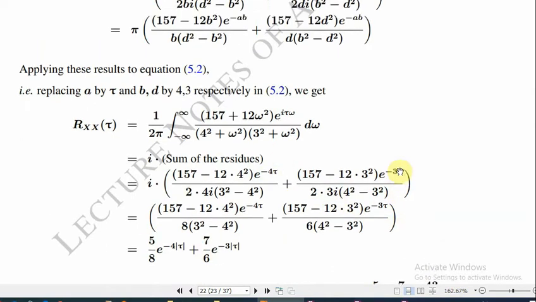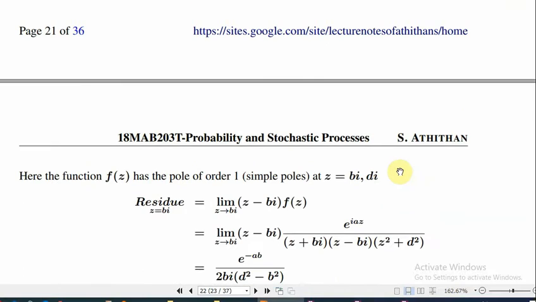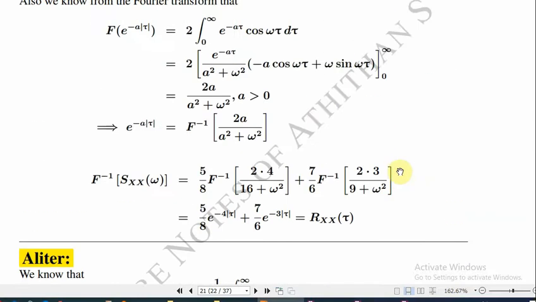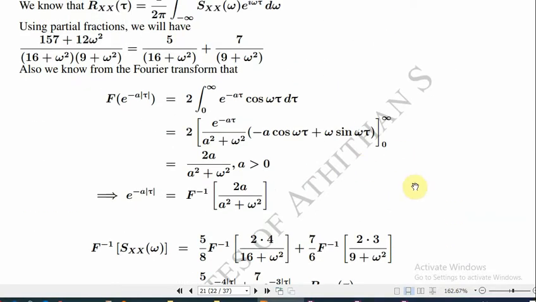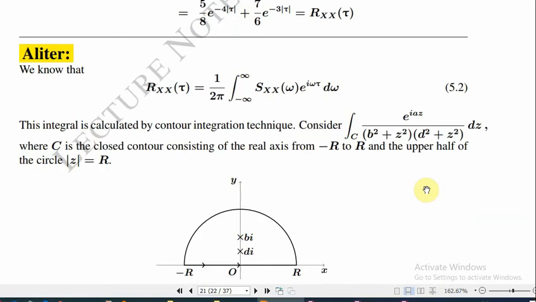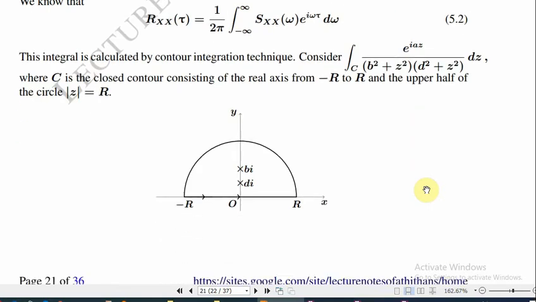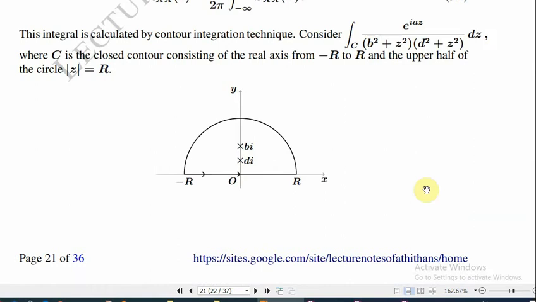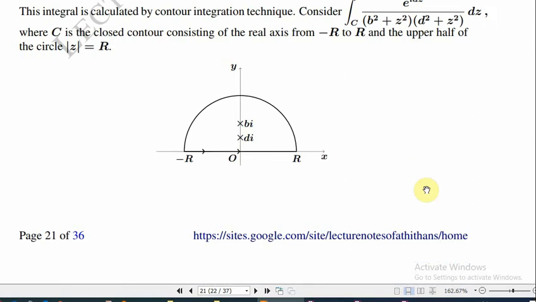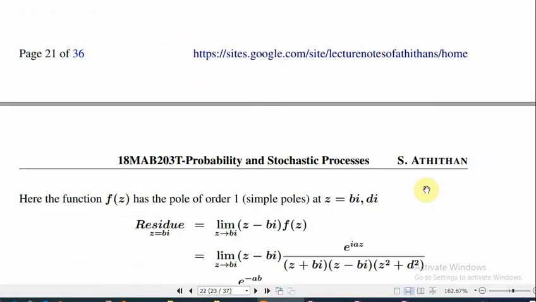You can use either this method or that method, but the Fourier inverse transform method may be easier for us. Whichever you wish, you can use it, but based on time management, you can decide in the exam.